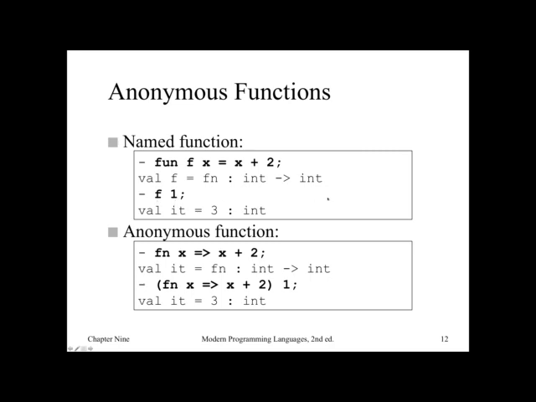But I can also do that as an anonymous function without ever calling it f. So in this case, instead of the fun keyword, I use the fn keyword. Fn, which is interesting. It's the same keyword that I use when I'm seeing what the type is.